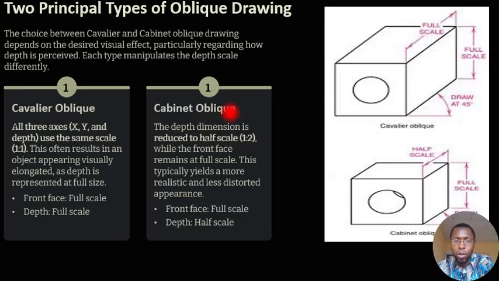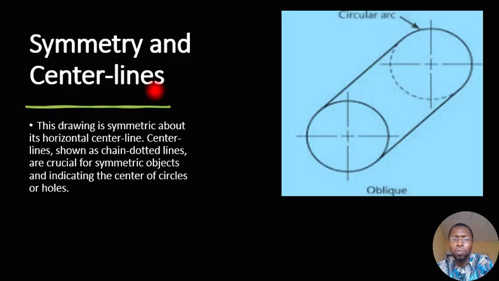Right? Now, let's talk about the symmetry and the center line. This is another type of oblique drawing. Now, the center line helps us to recognize or identify the symmetry in an object drawn in oblique form. Okay, center lines are actually lines that are shown with chain dotted lines. Okay, you can see this cross here now is a center line.